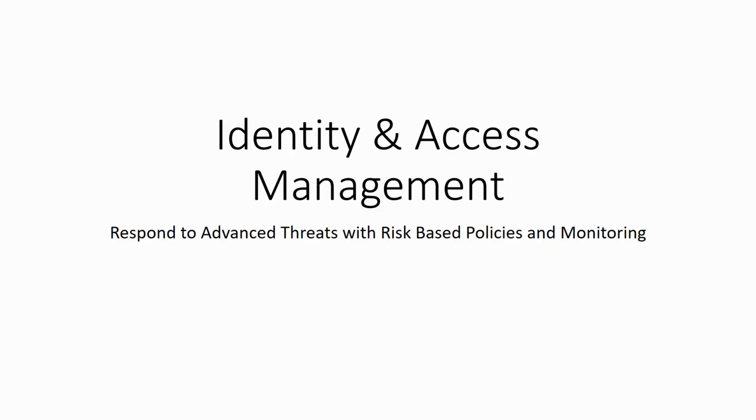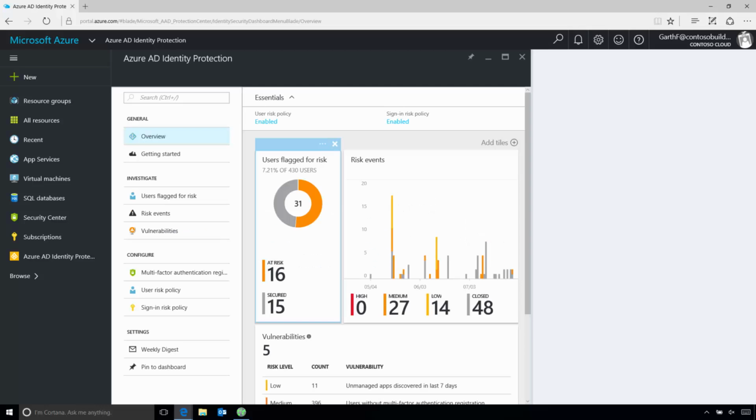Azure Active Directory Identity Protection is a security service that provides a consolidated view into risk events and potential vulnerabilities affecting your organization's identities. Today, we will be covering both admin and end-user experiences. To start things off, let's begin with the admin experience.